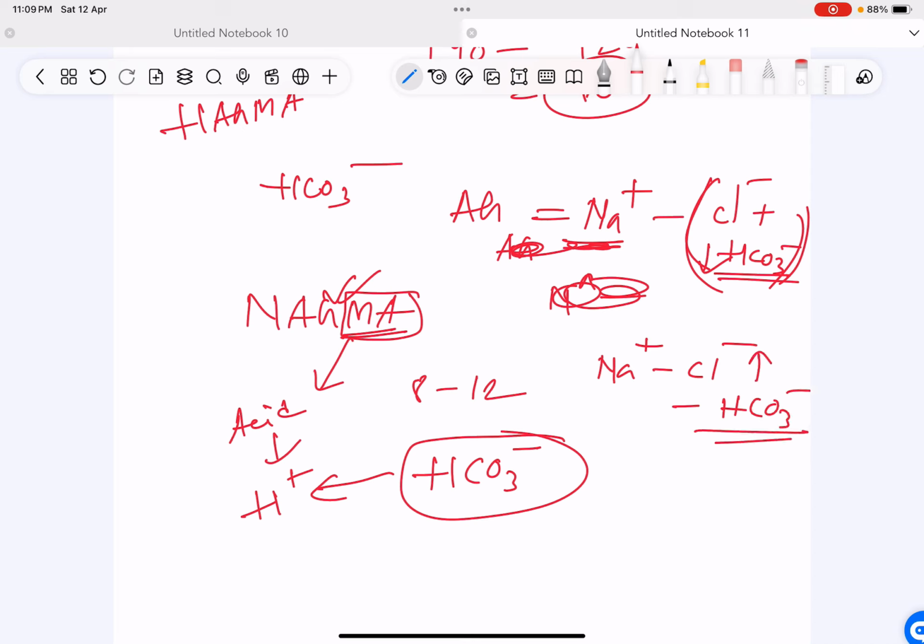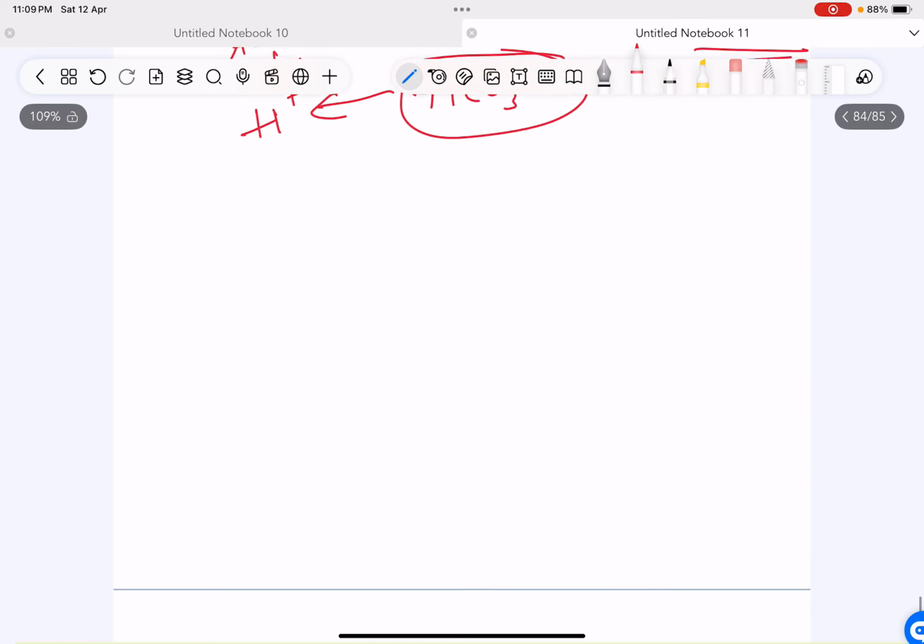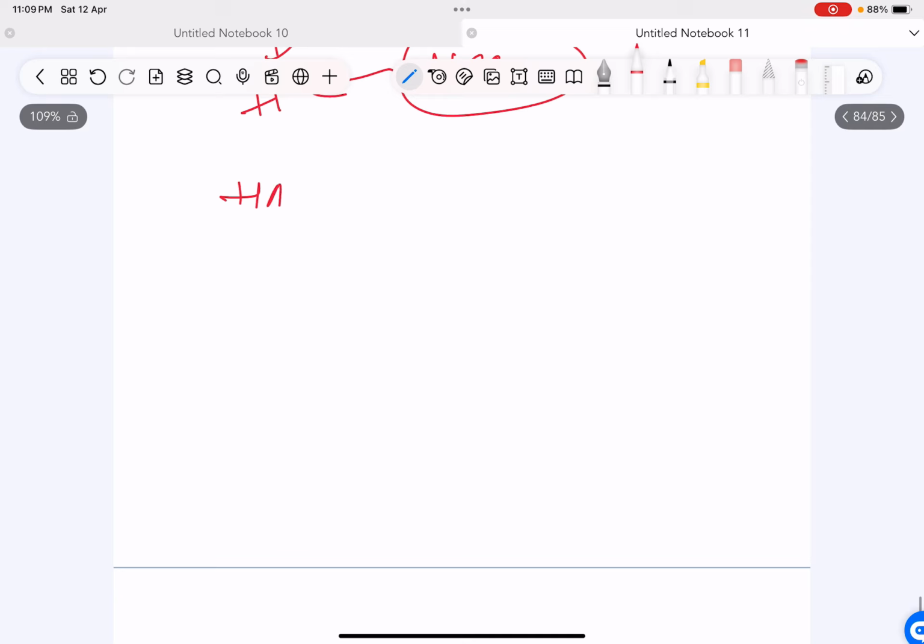It is because the chloride has gone up. Because bicarbonate has gone down, something else must have gone up. So it is chloride that has gone up, and as a result you have a normal anion gap. So that must be clear. So what is high anion gap metabolic acidosis? What is normal anion gap metabolic acidosis?